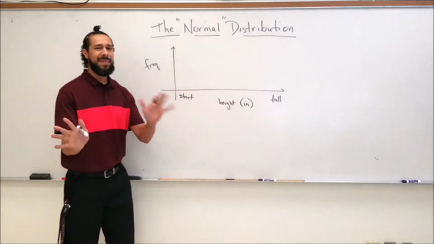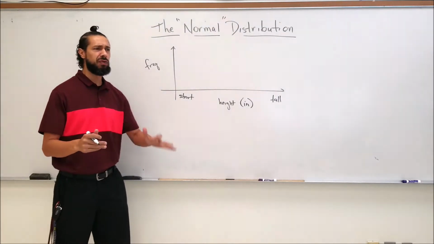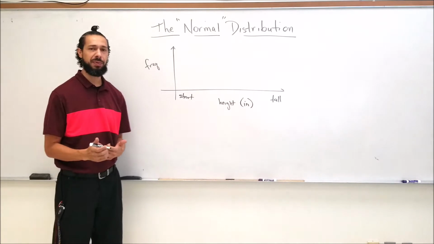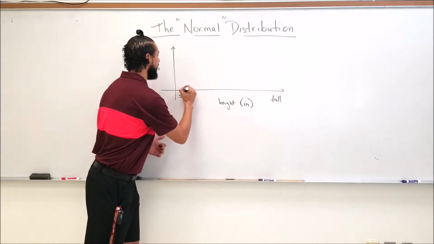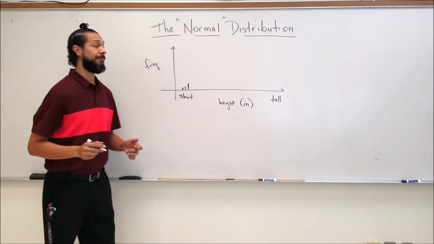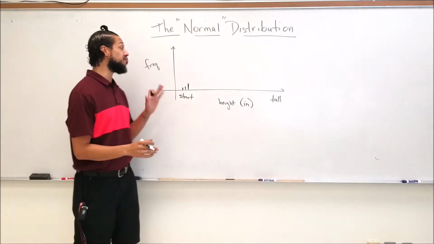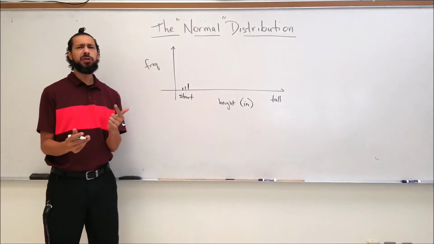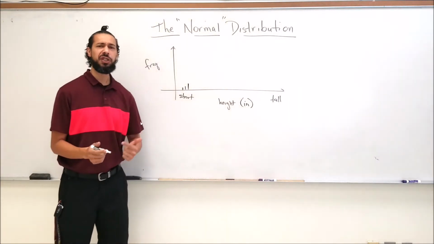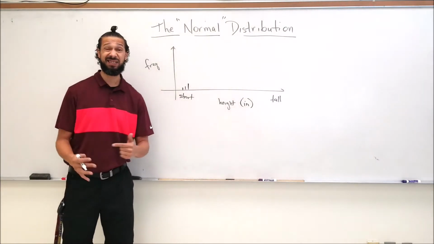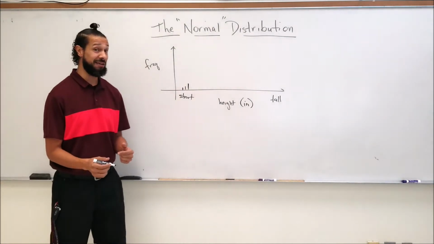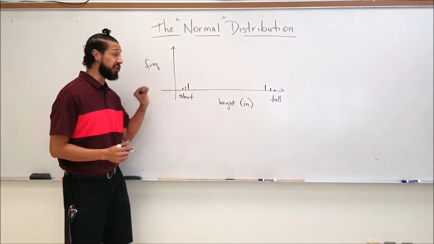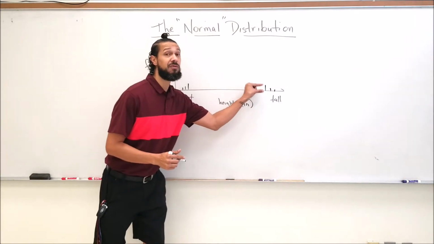So how many really short people do we have in this school? You think we have a lot of really short people? No, we probably have a couple of people in this school that are really short. And likewise, on the other end, how many people do you think we have in this school that are really tall? Like 6'10", 6'11", 7 feet? Hardly any, right? Okay, so we have a few people here that are really short. We have a few people here that are really tall.